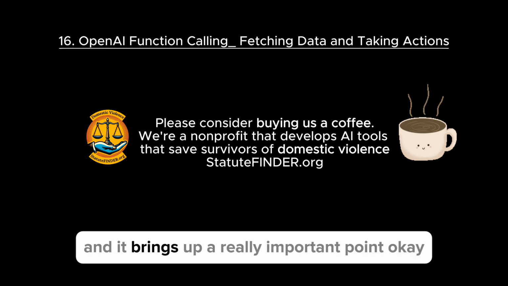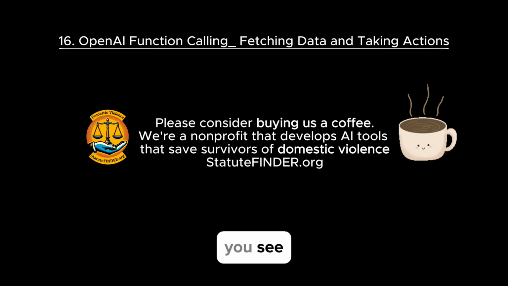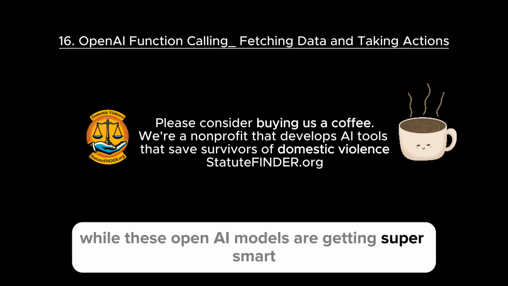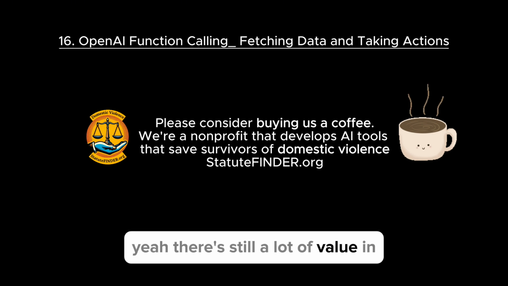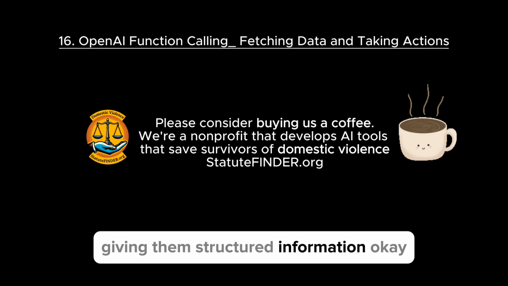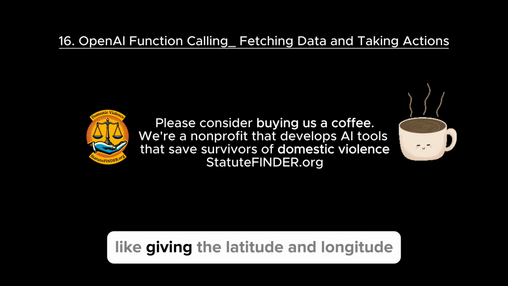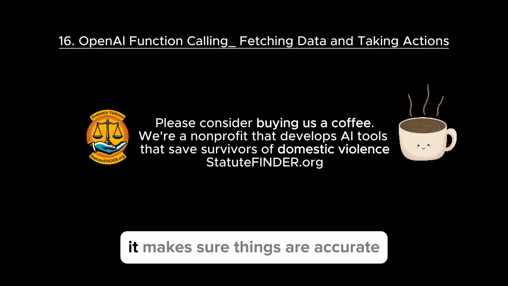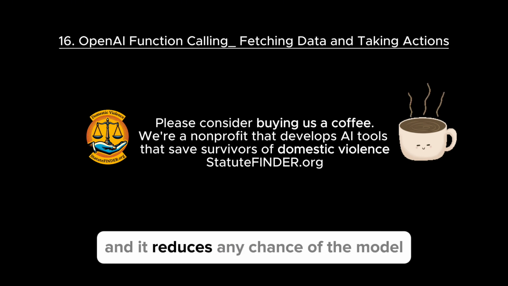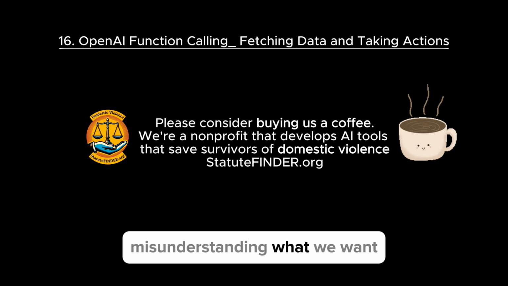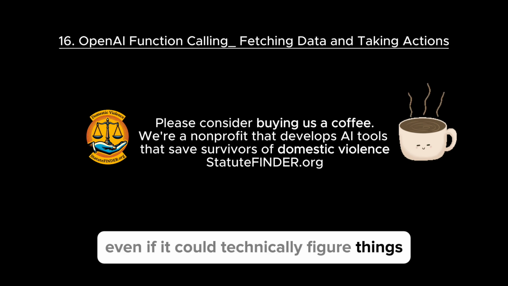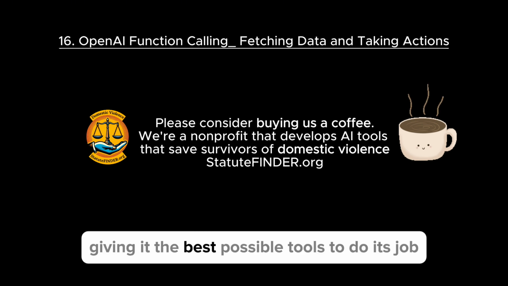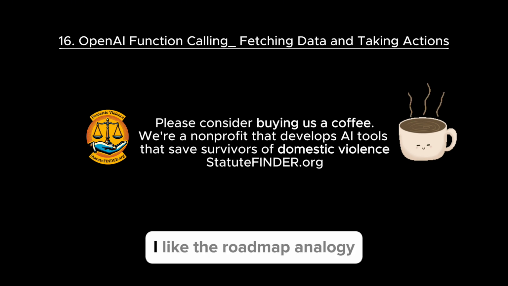That's a great question, and it brings up a really important point. You see, while these OpenAI models are getting super smart, there's still a lot of value in giving them structured information. So by being specific, like giving the latitude and longitude, we give the model a clear roadmap, right? It makes sure things are accurate, and it reduces any chance of the model misunderstanding what we want. So it's like we're helping the AI out, even if it could technically figure things out on its own. Yeah, it's like giving it the best possible tools to do its job. Okay, that makes sense. I like the roadmap analogy.